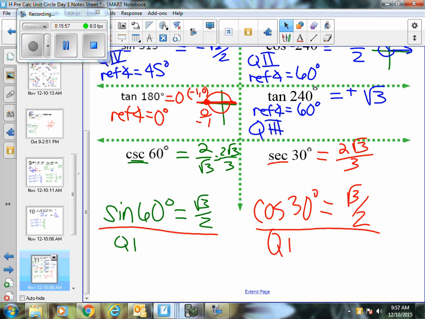So these are the kinds of special values I need you to be able to come up with pretty quickly. I need you to be able to generate them and know what the values are without having to draw the triangle every time. I guess that's the hope. So we start memorizing and knowing what those values are.